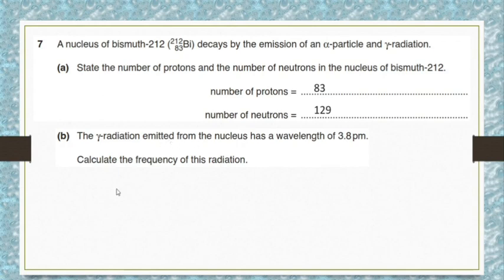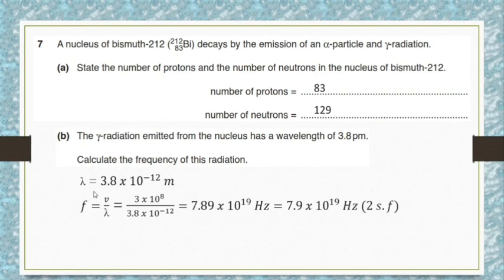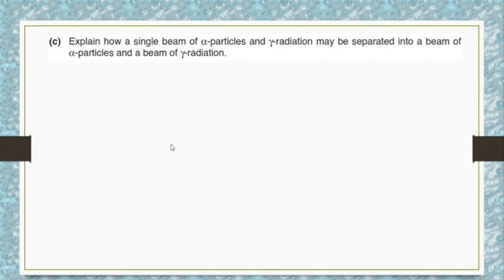The gamma radiation emitted from the nucleus has a certain wavelength, 3.8 picometers. Calculate the frequency of this radiation. So the lambda is 3.8 times 10 to the minus 12 meter. Pico is a prefix. So we have this equation f equals v over lambda, and this v is the speed of electromagnetic waves in vacuum, 3 times 10 to the 8, divided by the lambda. So you get the frequency. You can write it down in significant figures.